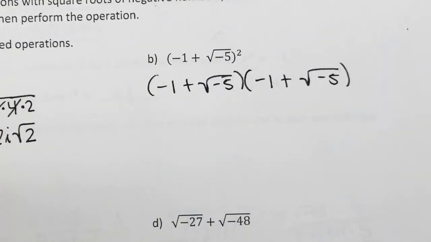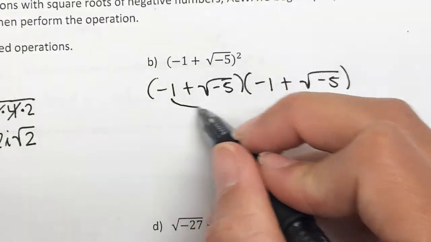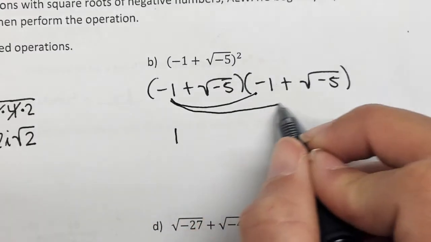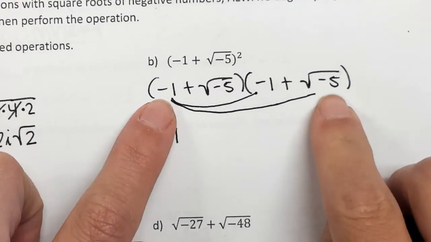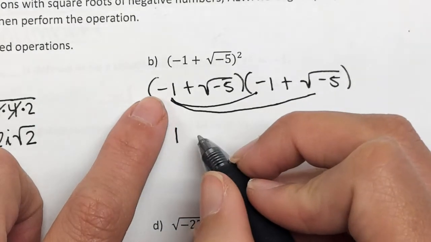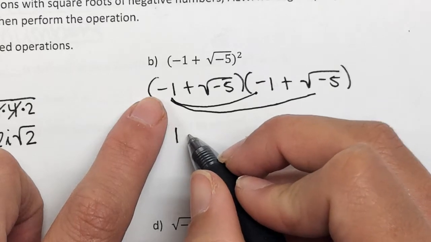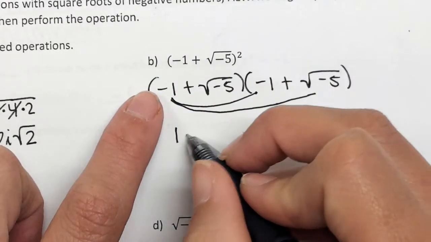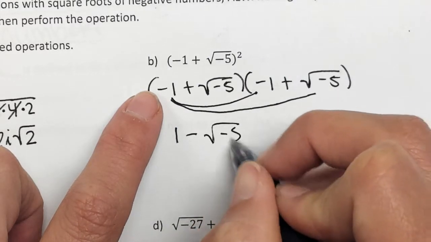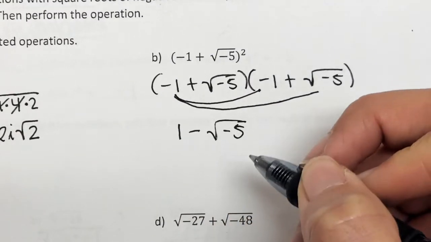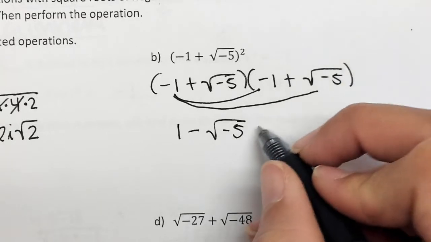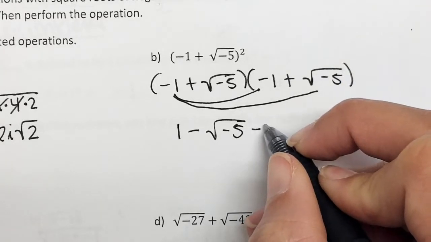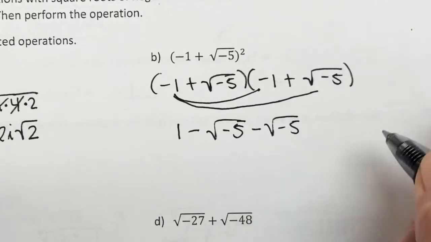Okay? So, Mackenzie, what are my first terms multiplied together? 1. Very good. Jalen, my outer terms. Positive 5. That would be negative 5. I mean, it's okay. This just makes this a negative out front. So it'd be negative square root of negative 5. Okay? Alright, Amber, my inside terms. Negative square root of negative 5. Good. Solomon, my last terms.